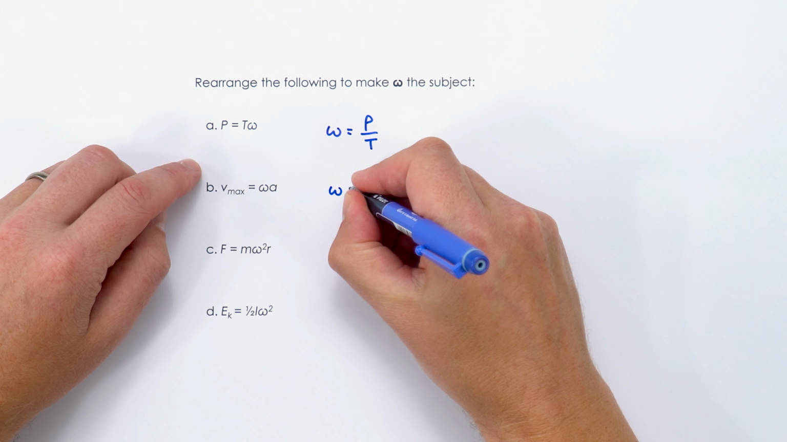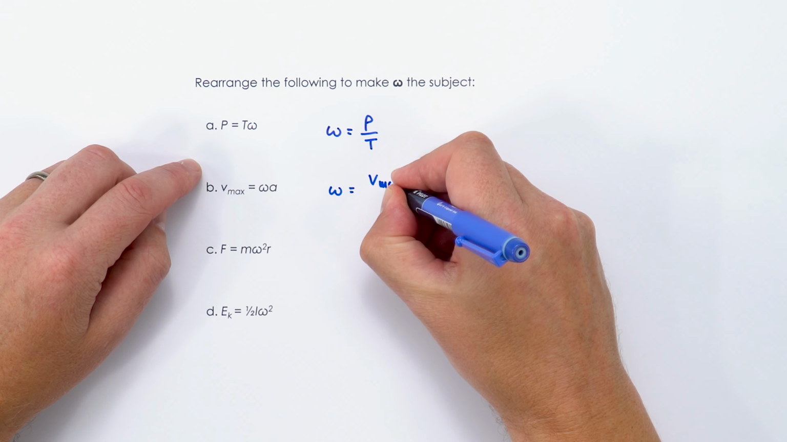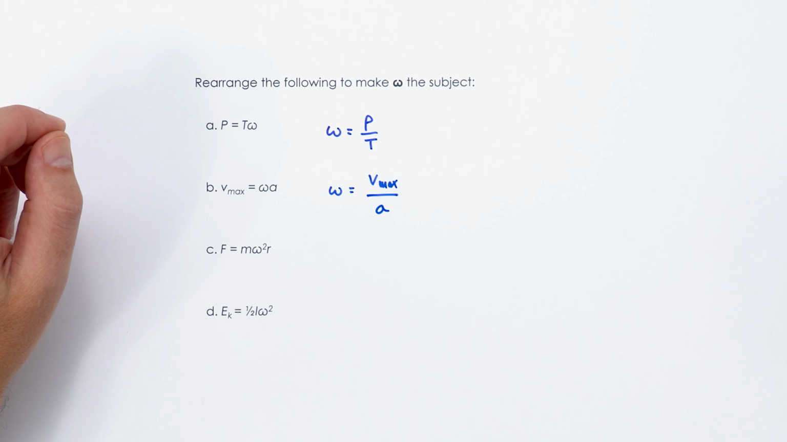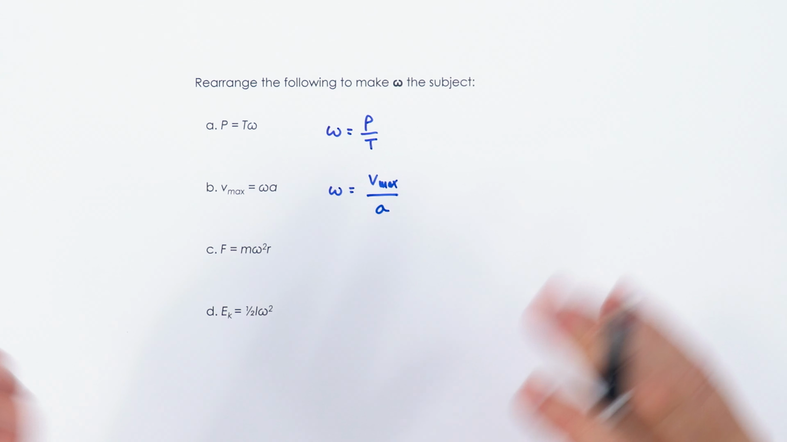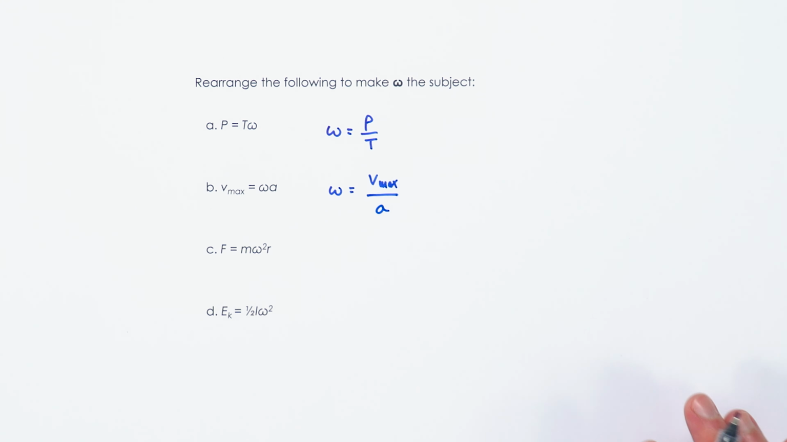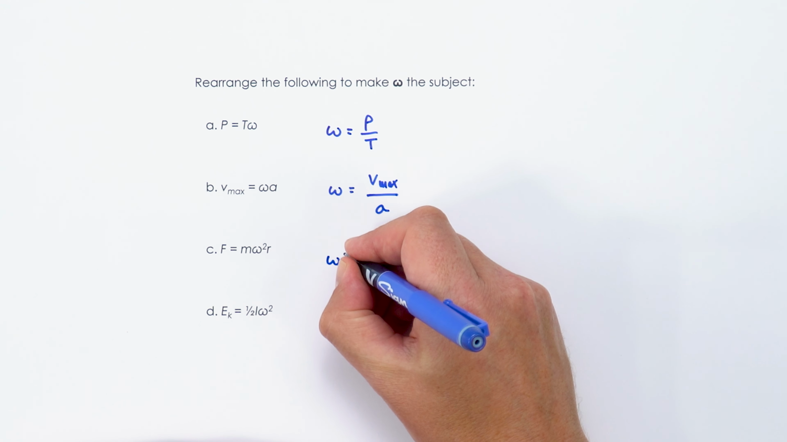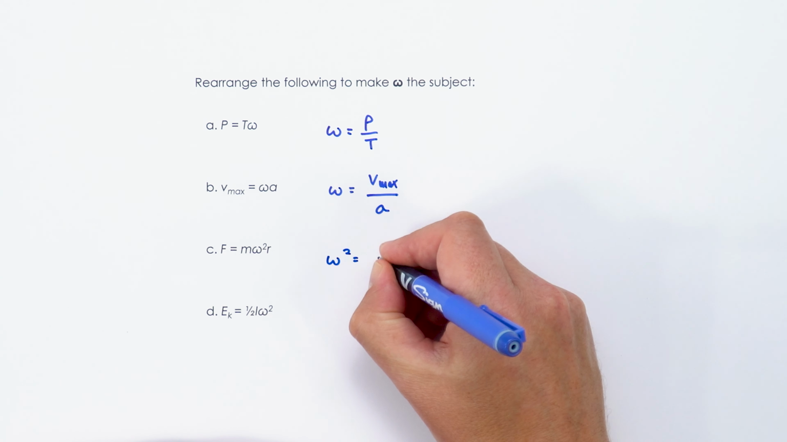So here omega is equal to Vmax, which in this case would be the maximum velocity of maybe an object undergoing simple harmonic motion, and we're going to divide that by A, the acceleration. For the next one, a little bit more complicated, so we can maybe do this in two steps. The first thing to get omega squared on its own is we can divide the force by m and r. And then to work out omega, that would just be equal to the square root of F divided by mr.